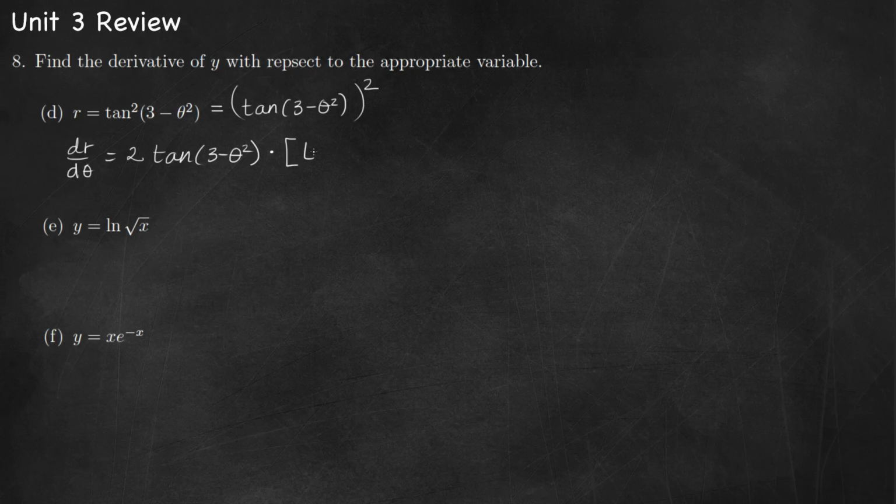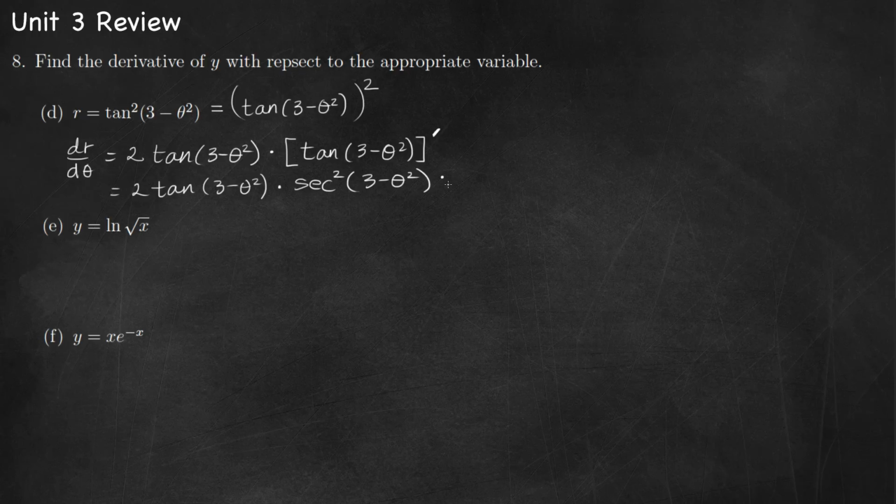Okay, so now I need to take the derivative of tan of 3 minus theta squared. We need to find that derivative, and that derivative also requires chain rule. So I have 2 tan of 3 minus theta squared, all that to the power 1, times, so the derivative of tangent of stuff is secant squared stuff times the derivative of stuff. So we have tangent of stuff. The derivative is secant squared stuff times the derivative of the stuff.